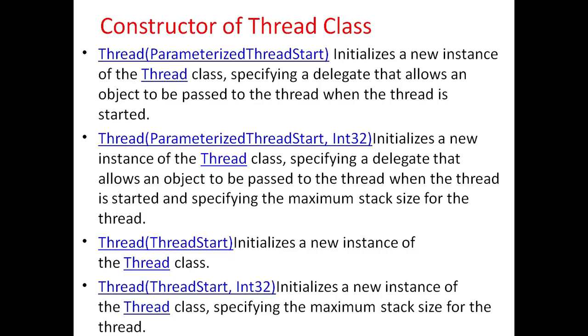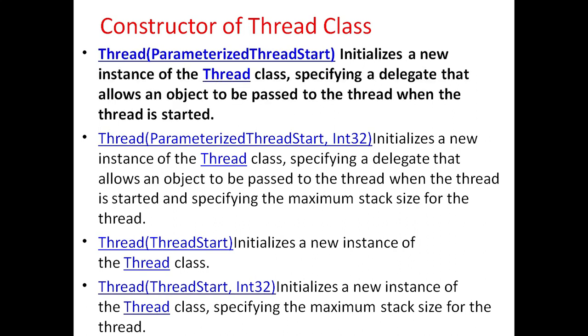Different constructors for the Thread class are as follows. First is Thread with ParameterizedThreadStart, which initializes a new instance of the Thread class, specifying a delegate that allows an object to be passed to the thread when the thread is started.